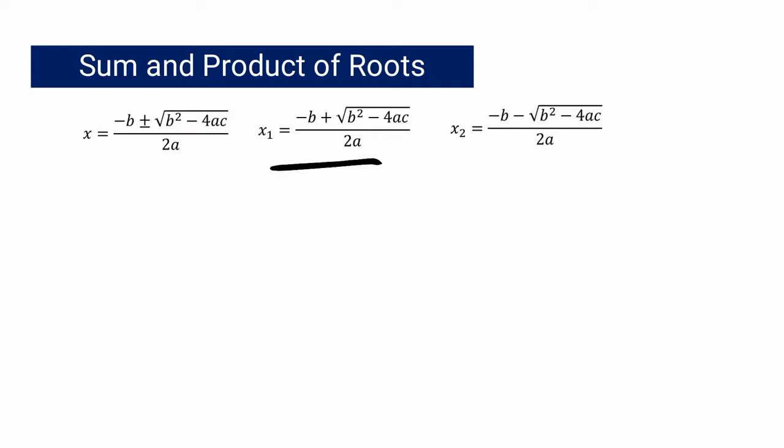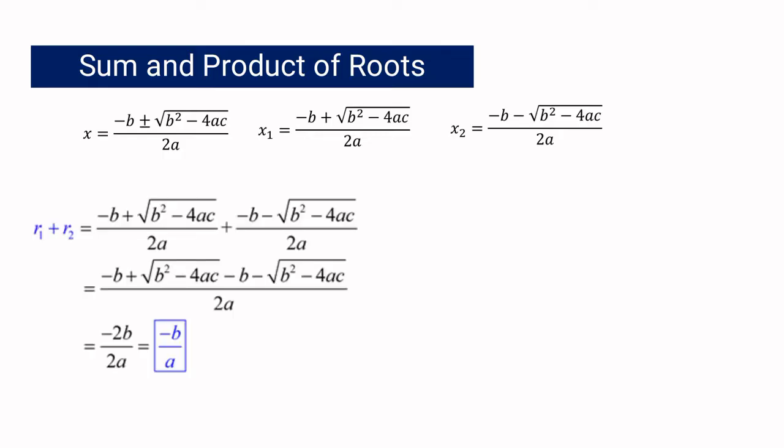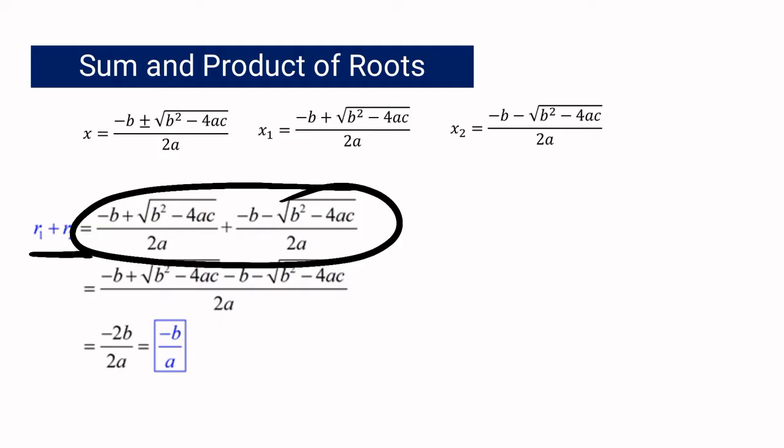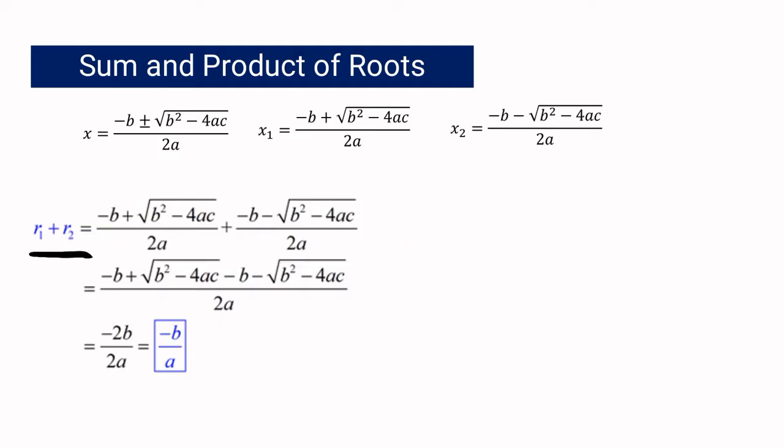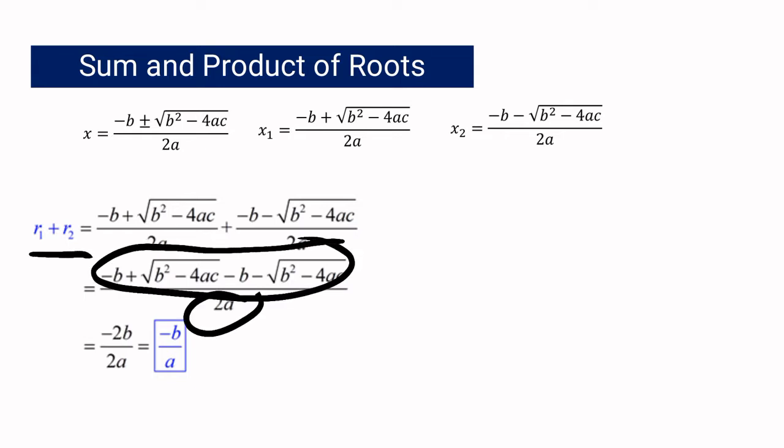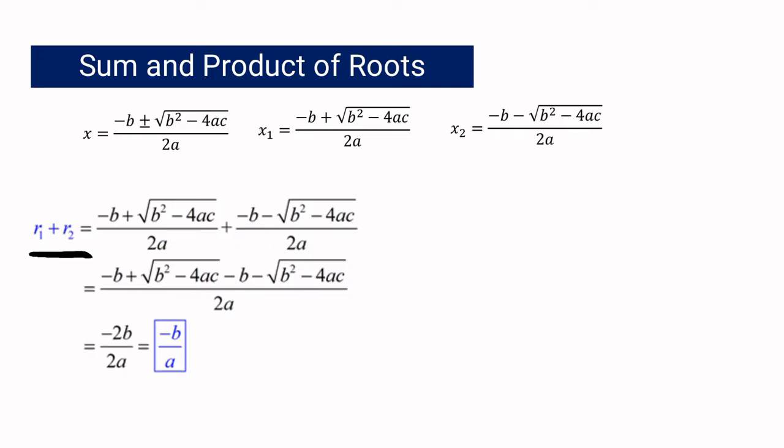So, considering we have x sub 1 and x sub 2, if you are going to add the roots, you are going to add x sub 1 and x sub 2, what will happen here? You will see here that we have similar fractions. So in adding similar fractions, you are just going to combine the numerator and you are going to copy the denominator. If we combine the numerator, we have negative b minus b, that is equal to negative 2b.